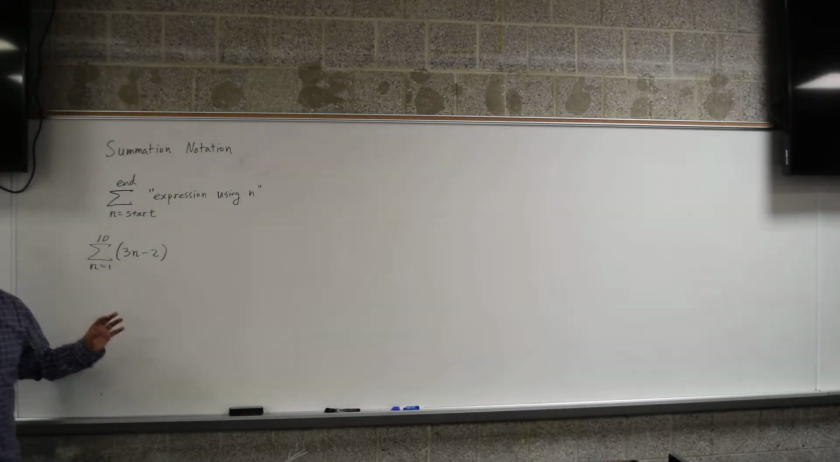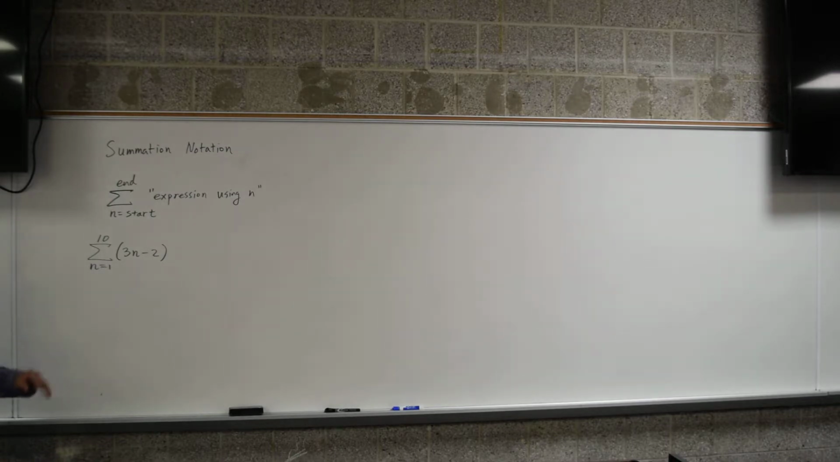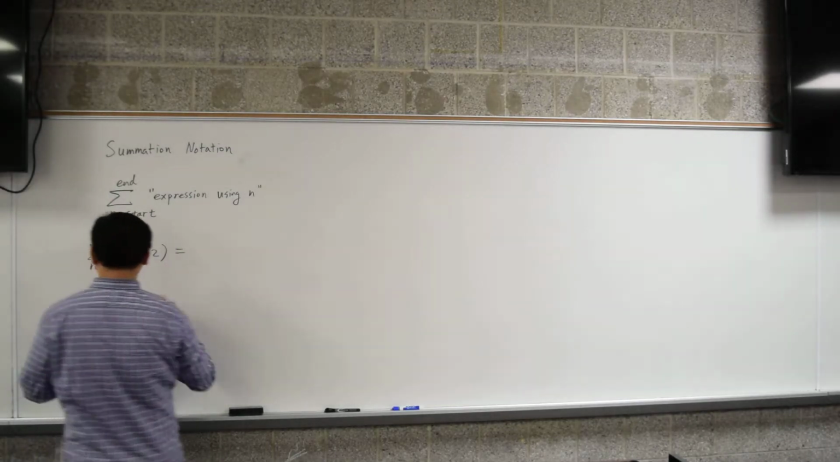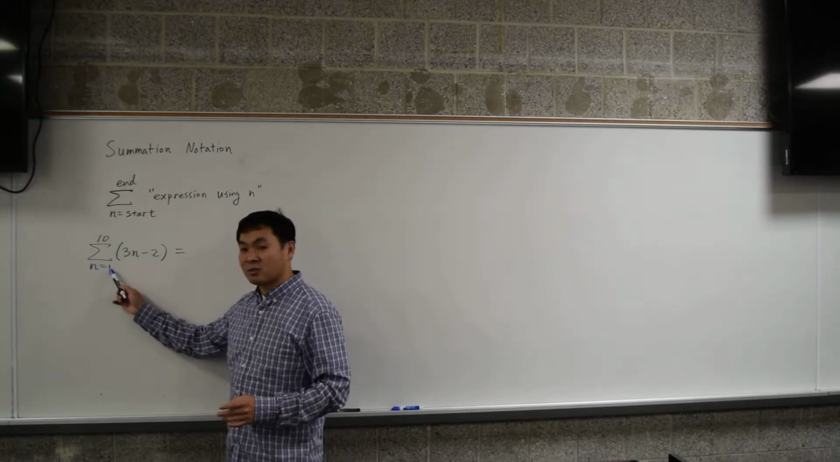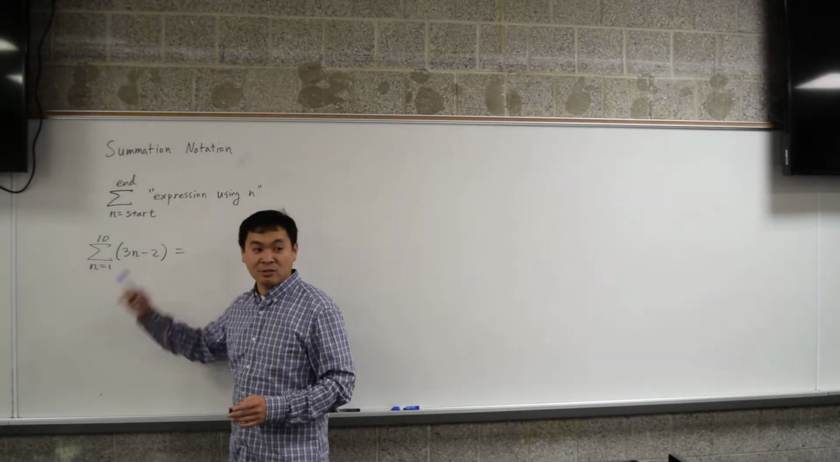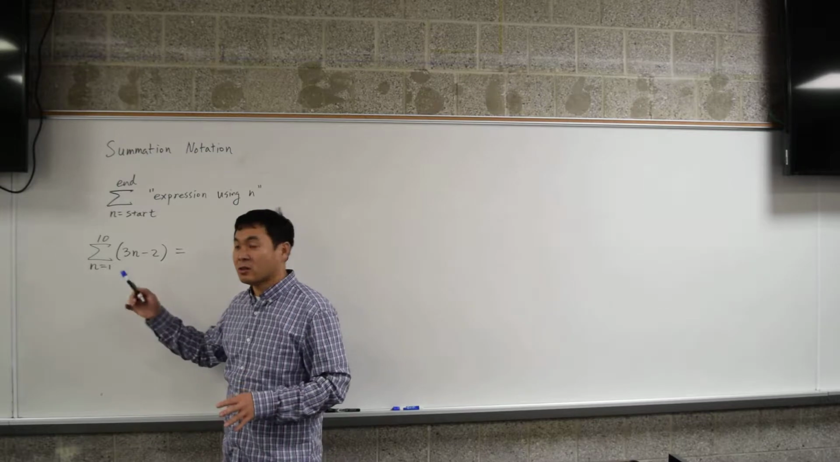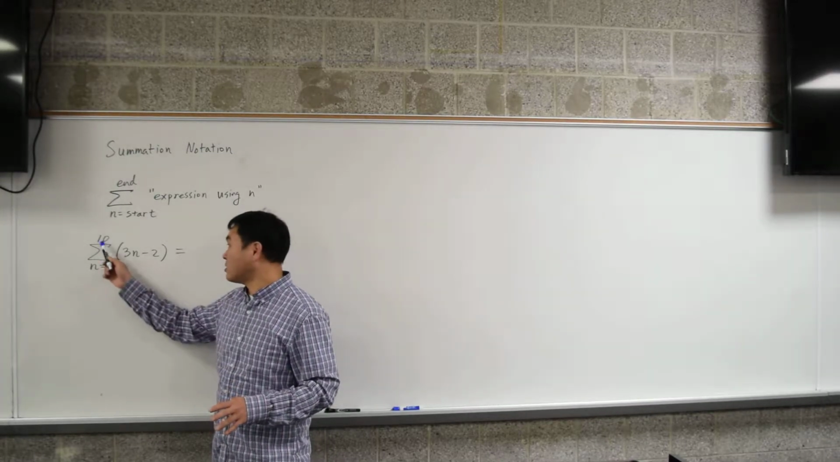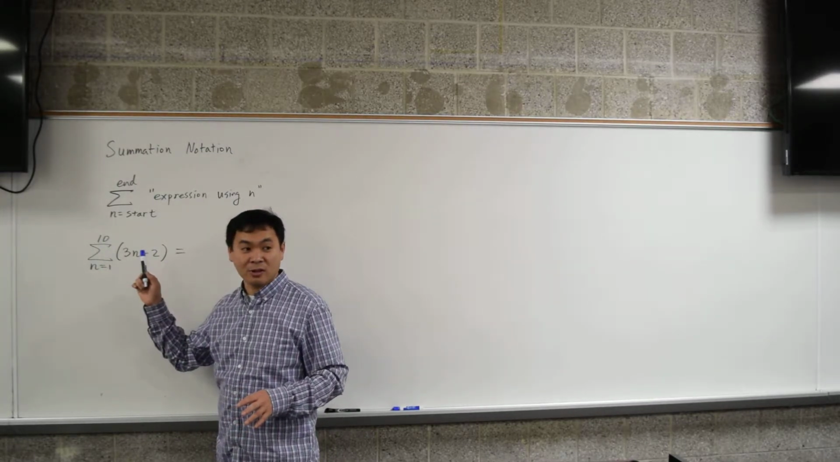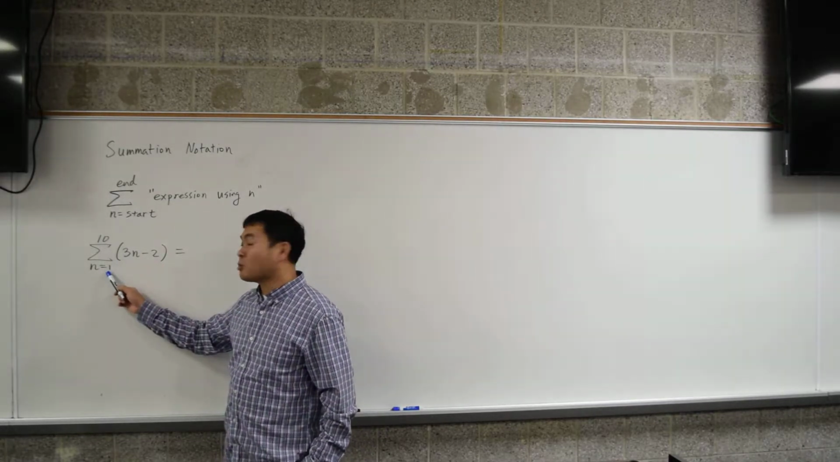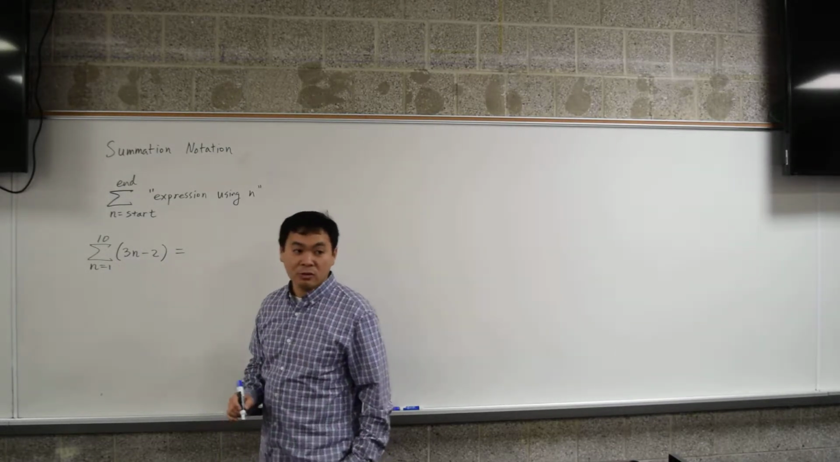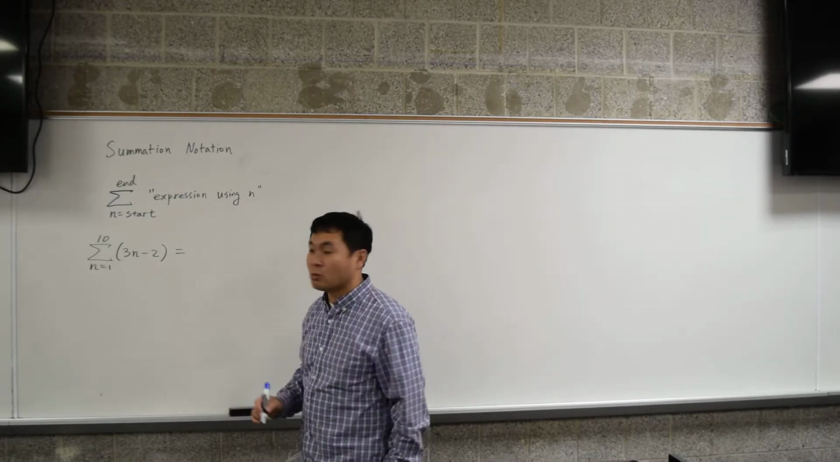So let's try to write the corresponding longhand. What does that mean? Well, n starts at the starting value, and then it keeps increasing by 1, always by 1, until it reaches this end value. And then it stops. So first, when n is 1, what's this value? 3 times 1 minus 2 is 1.